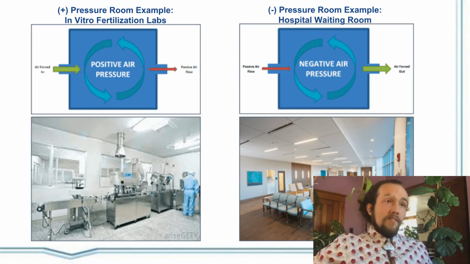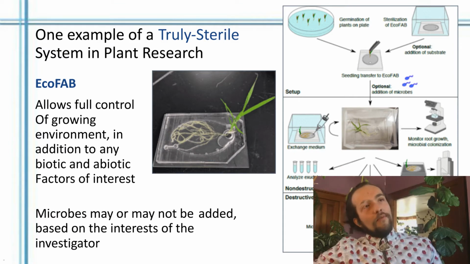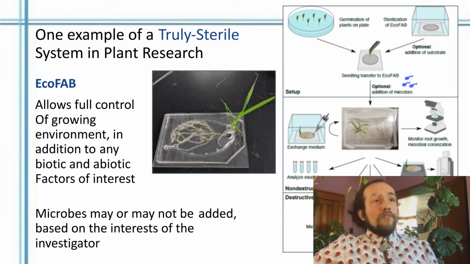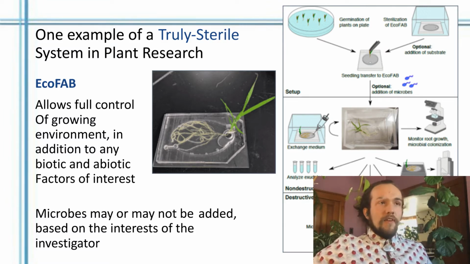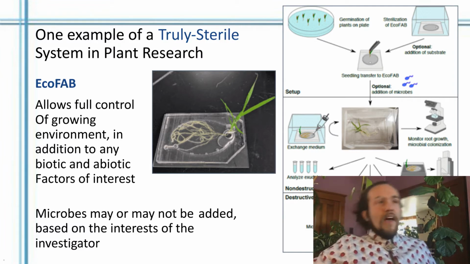Now we're going to dive into plant systems. We'll start with truly sterile and get down to high microbial biome systems. First and foremost, one example of a truly sterile system in plant research would be this. I want to highlight this tool called the EcoFab, which stands for ecosystem fabrication. This system is truly sterile, but it allows the controlled addition of microorganisms in the interest of studying how microbes interact with the plant. This device is designed to control the introduction and sampling of microbes in the plant roots or on the plant, as well as plant or microbe-produced metabolites in the system.